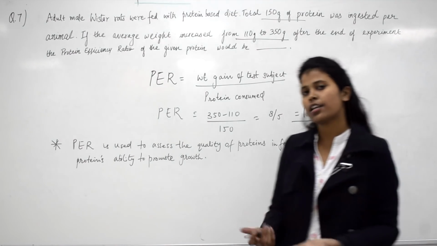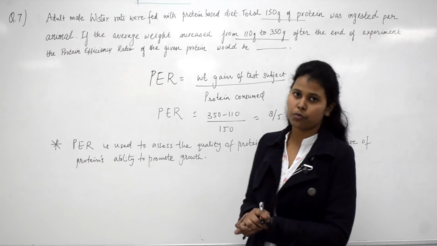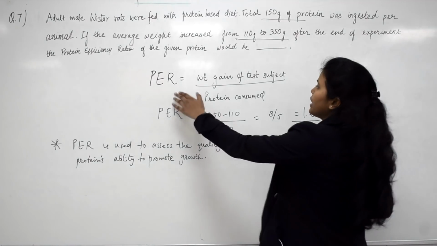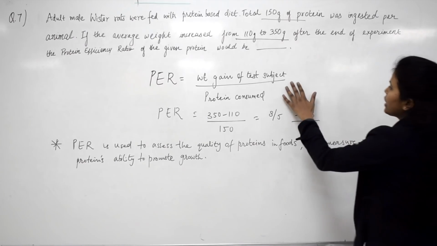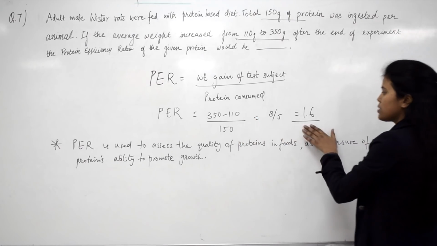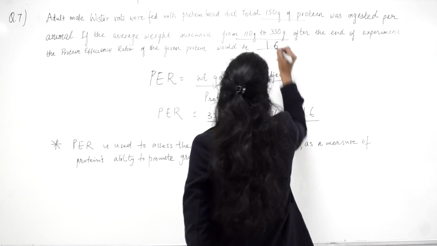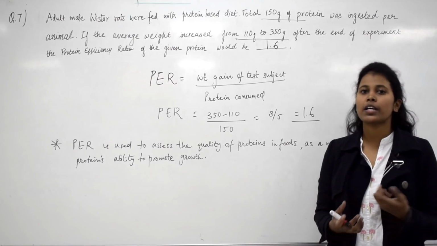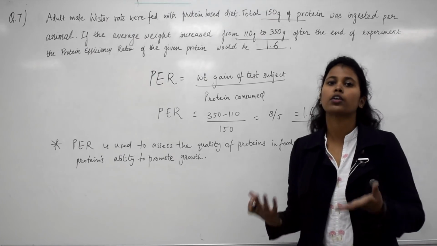So let's first understand what protein efficiency ratio is. Protein efficiency ratio is the weight gain in the test subject divided by the protein consumed by the test subject in the test period. So that is simply the weight gain in grams divided by the protein consumed. So here the weight gain is 350 minus 110 and the protein that was given was 150 gram. So the value comes out to be 1.6. So the answer for this question is 1.6. Now, what is the importance of protein efficiency ratio? This is basically used to assess the quality of the proteins in different foods as a measure of the protein's ability to promote growth in an organism.